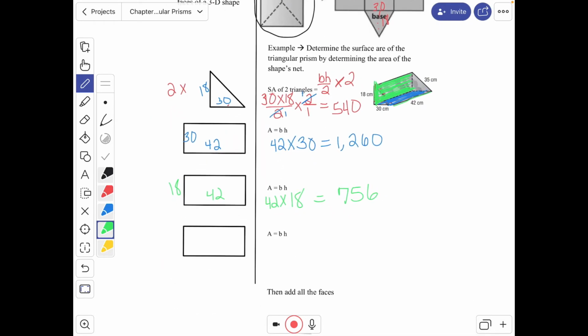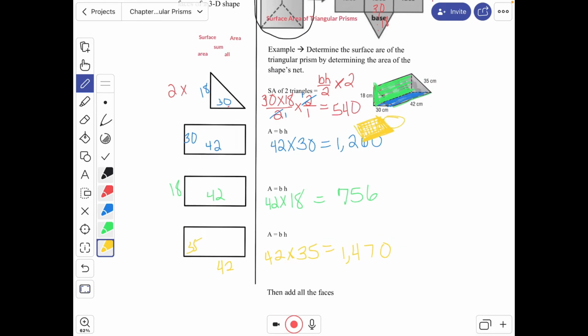Okay, now there's one more shape that's here on the front. It's kind of slanted, and the base is going to be 42 and the height is going to be that 35. So 42 times 35, which is 1,470.